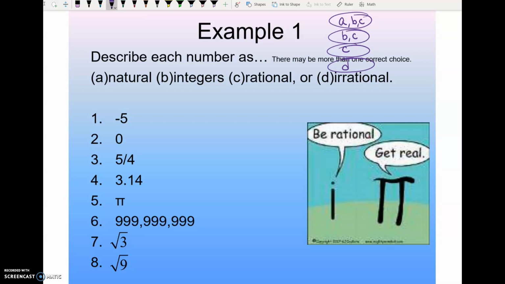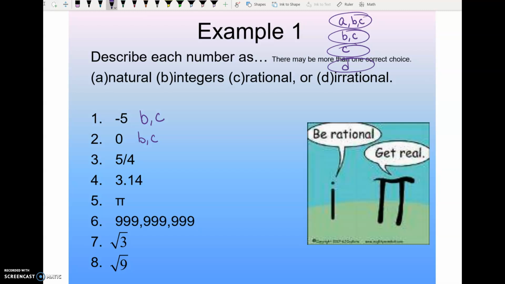-5. -5 is a negative number. That makes it an integer, so it's going to be B. If it's B, it is also a rational number, C. 0. 0 doesn't exist in the natural numbers. It only exists in the integers, which means it is an integer and a rational, B and C.